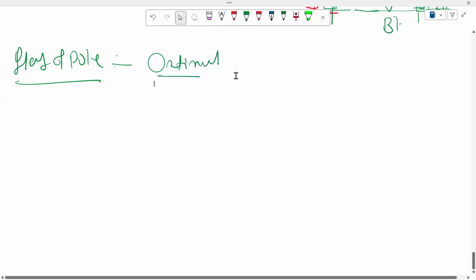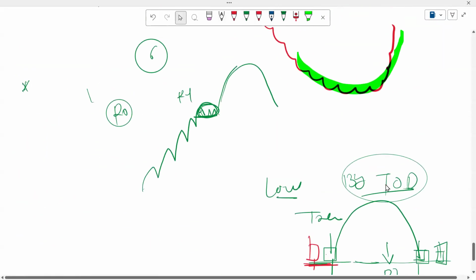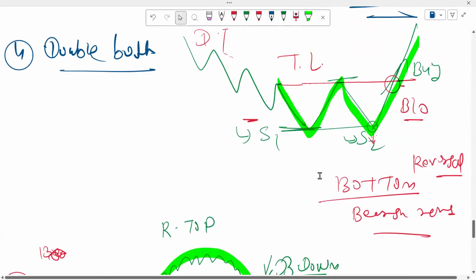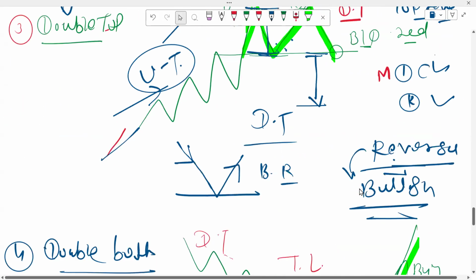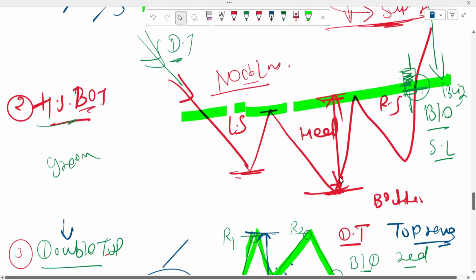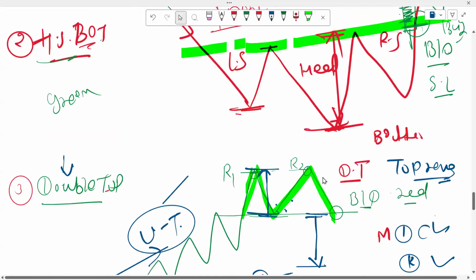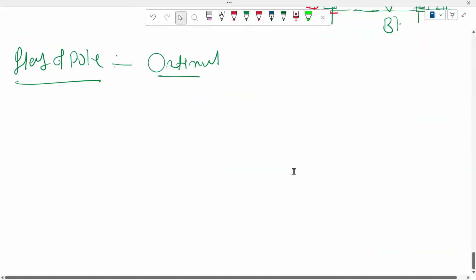We have seen the reversal patterns. See, this is again a reversal pattern. This is a reversal pattern. Bottom reversal, this is a reversal. Top reversal, this is also a reversal. Head and shoulders are also reversal. Now this is a continuation pattern, flag and pole.